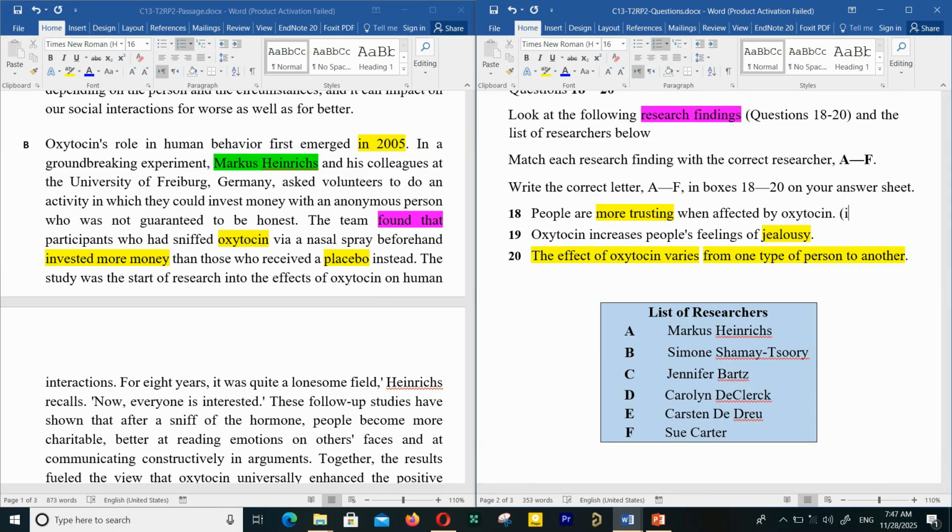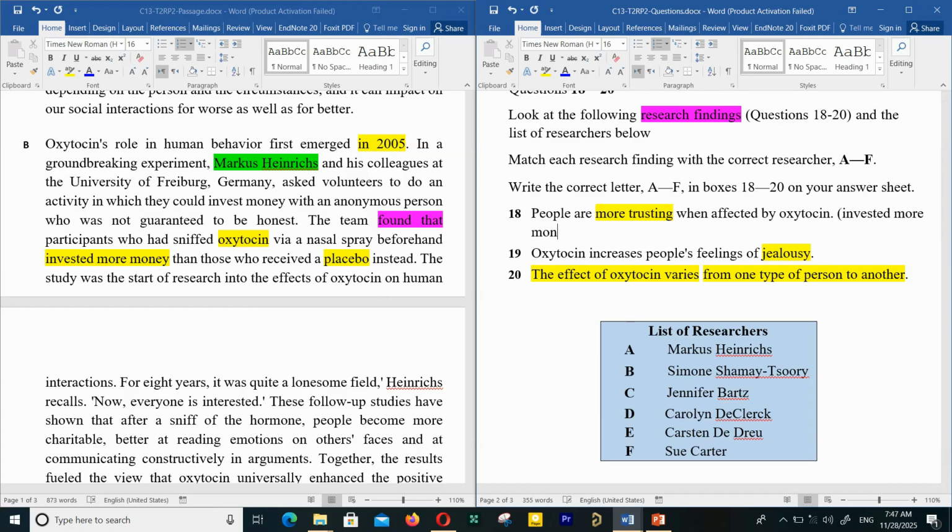I'm going to write it down in here. Invested more money, which means more trusting. When you invest more money, it means you are more trusting in that situation. So for 18, I'm going to choose A for the answer. The answer is A.